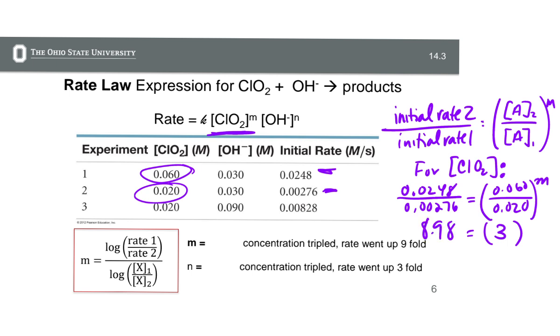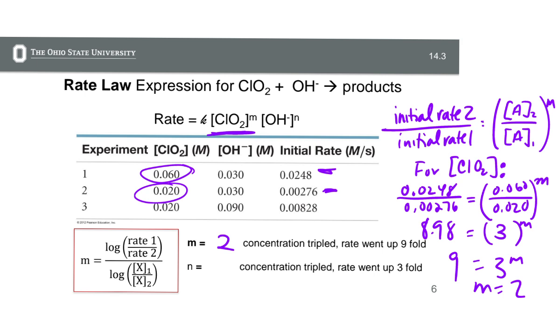It is not exactly 9, but it is close enough to 9 that we're going to call it 9. So we're going to say 9 equals 3 to the m. And what does that make m? 2. Everyone okay with that? Yes, the 3 came from dividing the 0.06 by 0.02. That one I was able to do in my head.